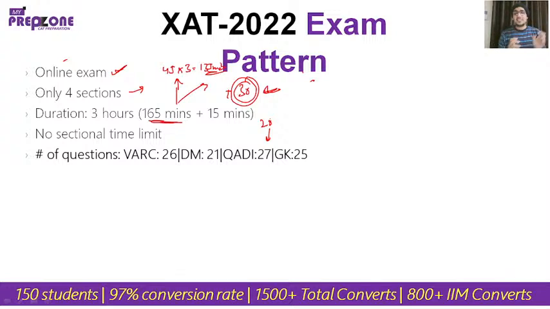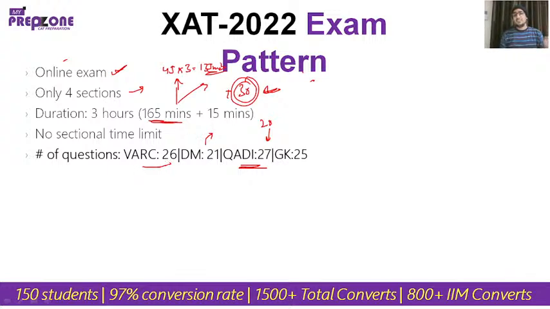Okay, so 26 questions in verbal, 21 questions in decision making, and 27 questions in Quant. Ideally, of course, Quant will take slightly higher time as compared to the other 2 sections. So yes, you can decide. Decision making, 21 questions, 40, 42, 45 minutes should be more than enough to finish the entire section.